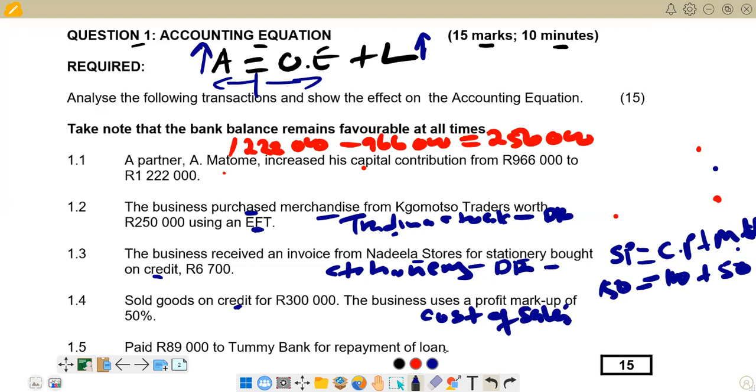And then we are also going to credit the trading stock account with the cost price of the goods that has been sold. To find the cost price now, we are not just using proportion. The figure that we are given, 300,000, is the selling price, which is 150%. And the figure that we are looking for is the 100% that we want to debit cost of sales and credit trading stock. So we just use a proportion there.